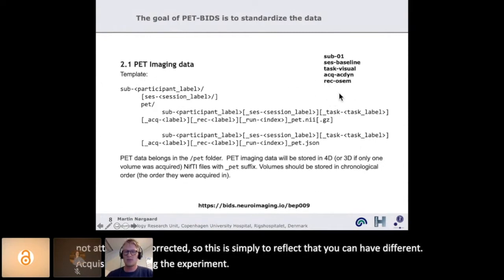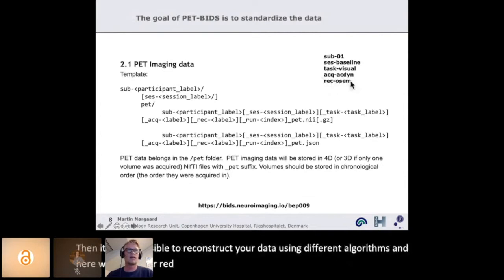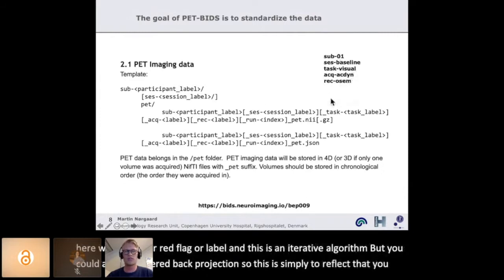Then it's also possible to reconstruct your data using different algorithms. And here we have the rec flag or label. And this is an iterative algorithm, but you could also use filter back projection. So this is simply to reflect that you can have different reconstructions.